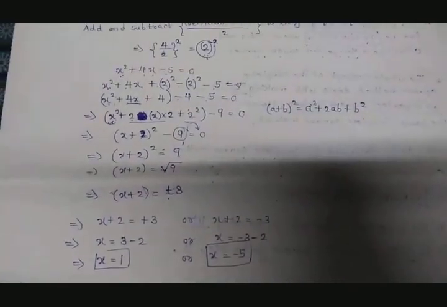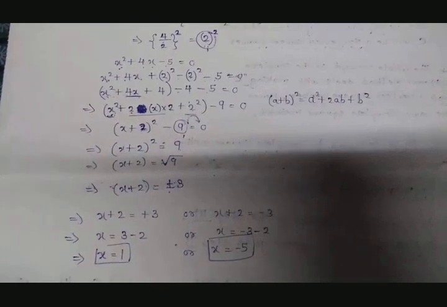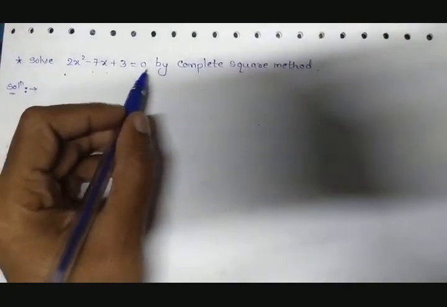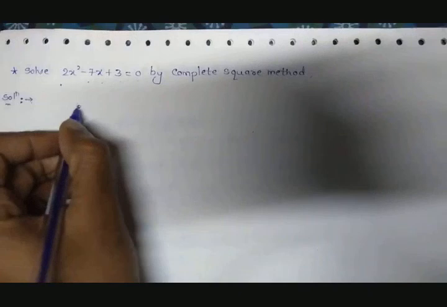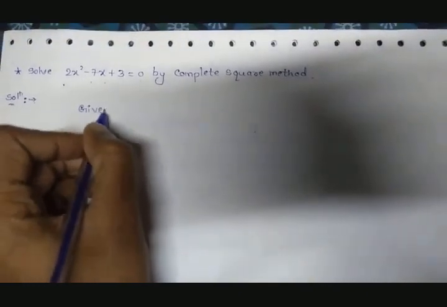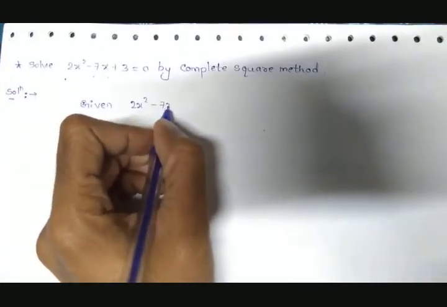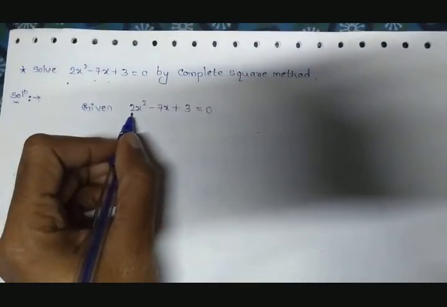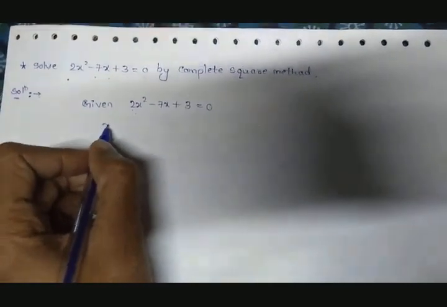Now let us see a problem where the coefficient of x square is a non-perfect square. Solve 2x square minus 7x plus 3 equals 0 by the complete square method. So write down whatever is given. The given equation is 2x square minus 7x plus 3 equals 0. Here the coefficient of x square is 2, which is not a perfect square.